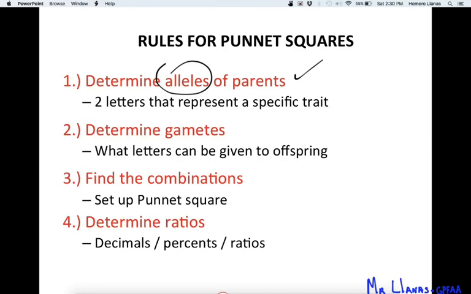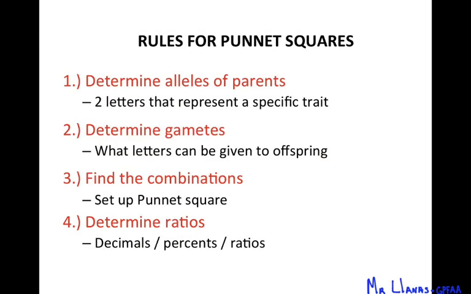Every gene or every trait is represented by two letters: a big letter and a little letter, or it could be two big letters or two little letters, right? We know that the capital letter is always dominant over the recessive, or the little letter. But again, every trait, black hair, the color of your hair, the color of your skin, the color of your eyes, all of that is represented by two letters, when we're talking about genes. That's the first thing we need to do when we're solving Punnett squares: determine the alleles of the parent.